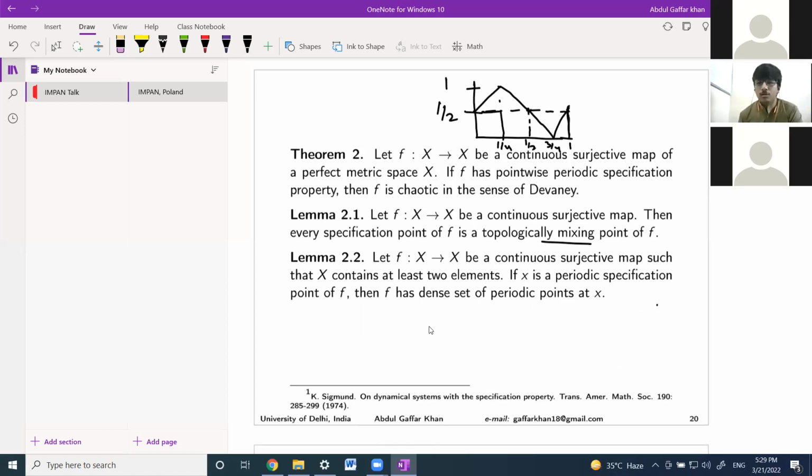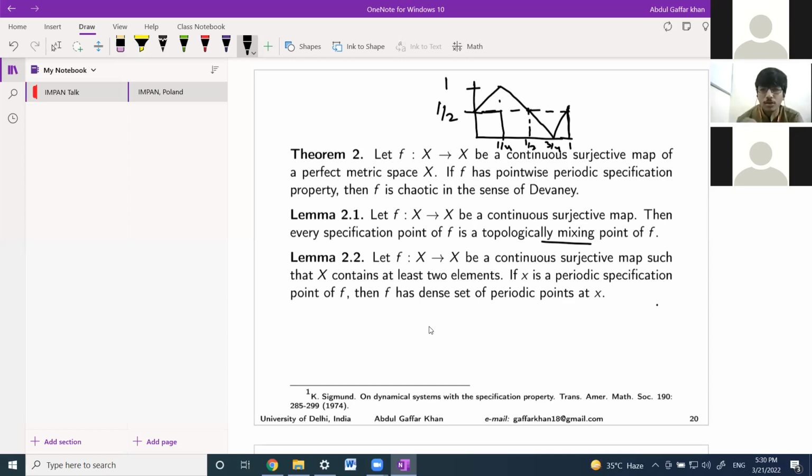Again, the example that we have seen earlier, the space 0, 1 upon n, with the identity map, will give that it has a dense set of periodic points, but it's not a periodic specification point, which will establish that the converse of lemma 2.2 is also not true.